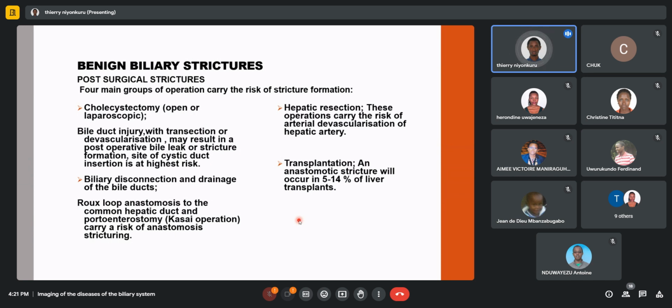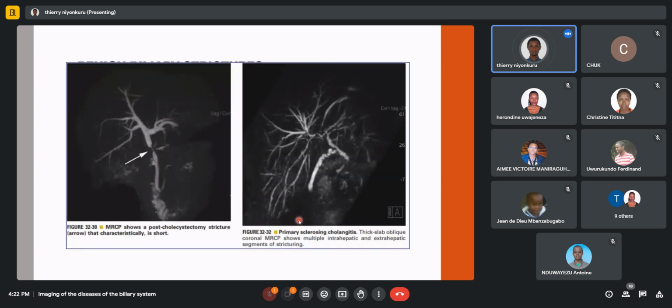There is Roux loop anastomosis to the common hepatic duct and portoenterostomy, which is the Kasai operation, also an operation that carries a high risk of stricture formation. For patients with hepatic resection, there is also a high risk of biliary stricture and devascularization from the hepatic artery. Strictures occur in about 5 to 14% of patients with liver transplant. On this MRCP, we can see severe narrowing in the extrahepatic bile duct, suggestive of a stricture.